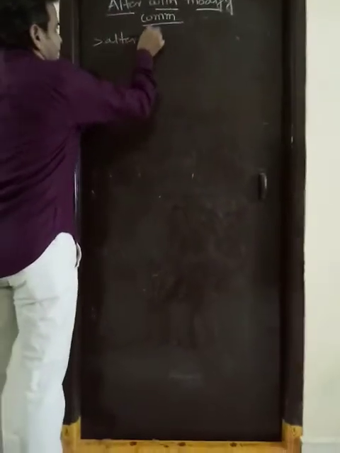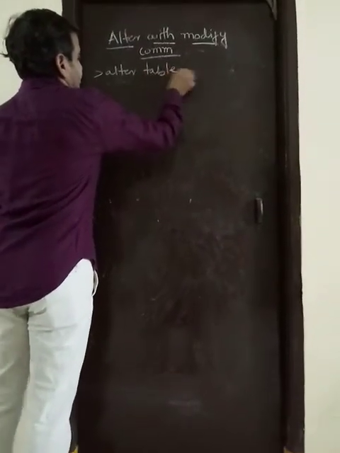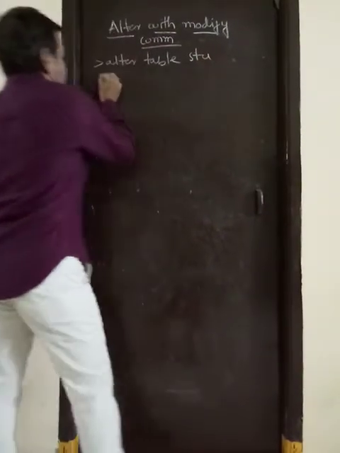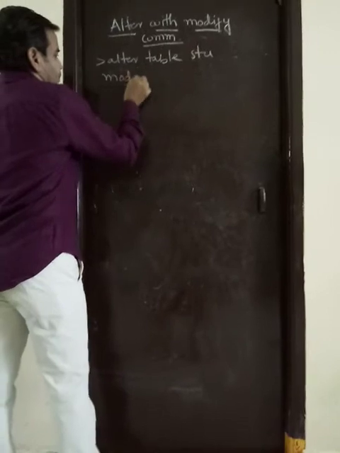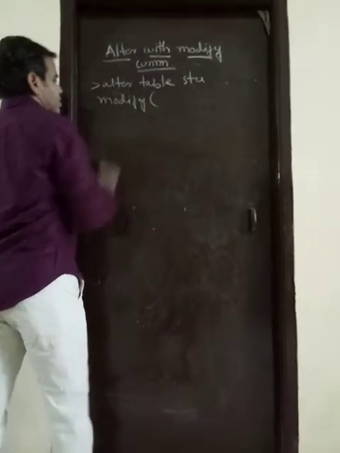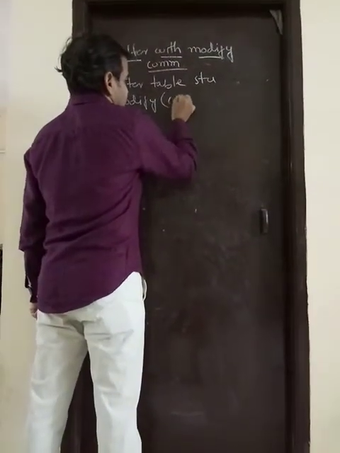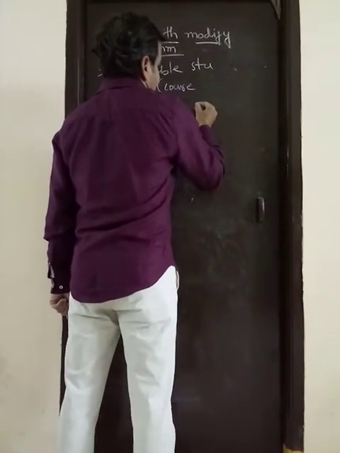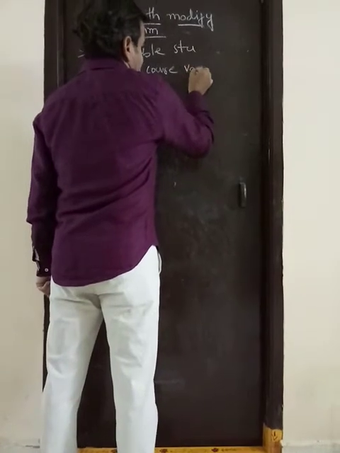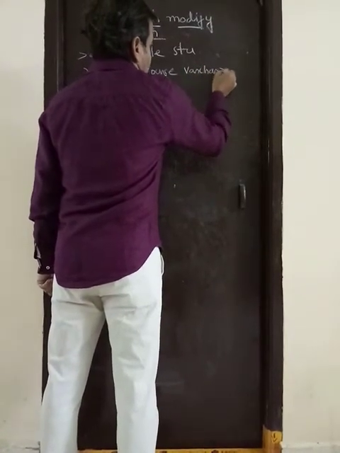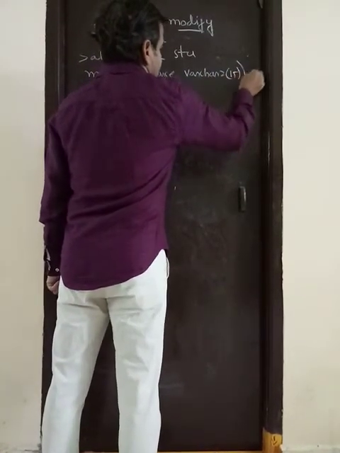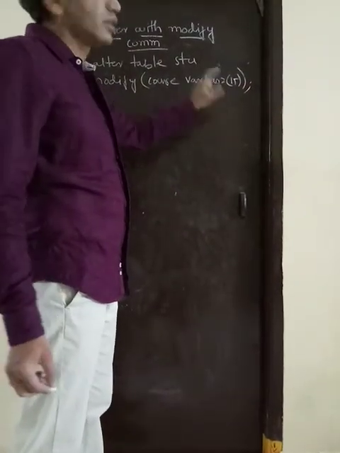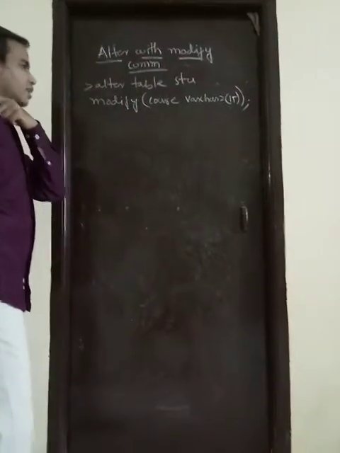alter table. So the table name is student, modify. So the column name is course, date type is varchar2(15). Last time I specified 10. Now I am increasing 10 to 15. So this is alter with modify. Okay. So the alter command is over.